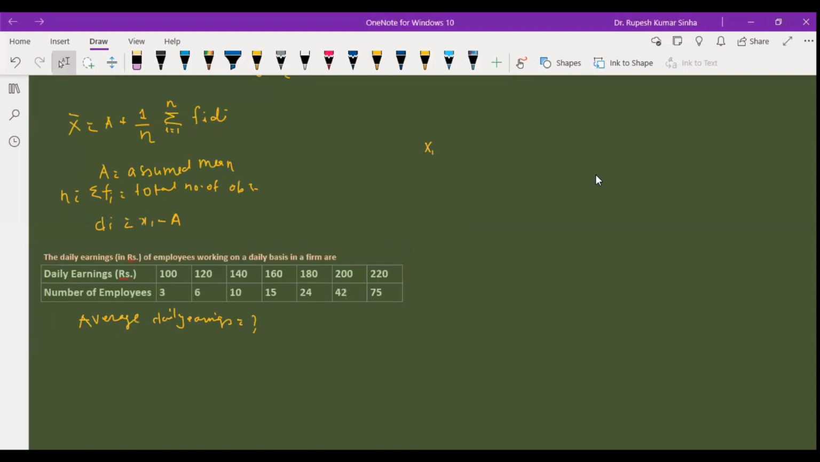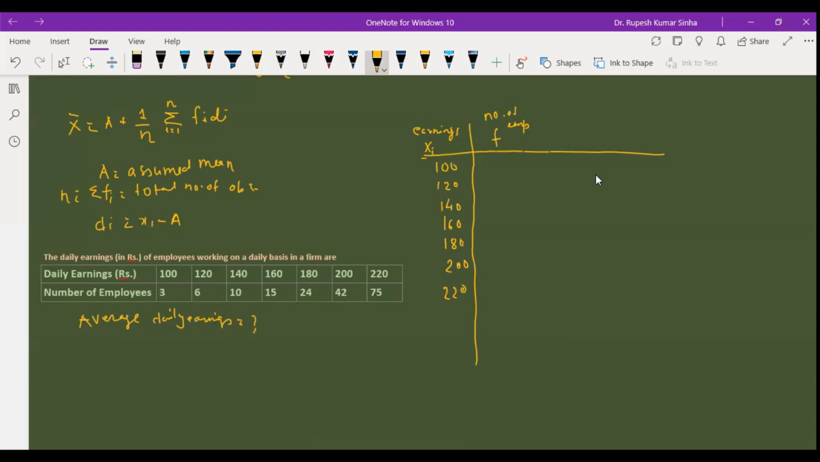So xi, what is xi? Nothing but daily earnings. So I'm writing here earnings in rupees, that is xi. Next one is frequency, which is nothing but total number of employees. So let me write these numbers. It is 100, 120, 140, 160, 180, 200 and 220. The frequencies Fi have been given: 3, 6, 10, 15, 24, 42 and 75.